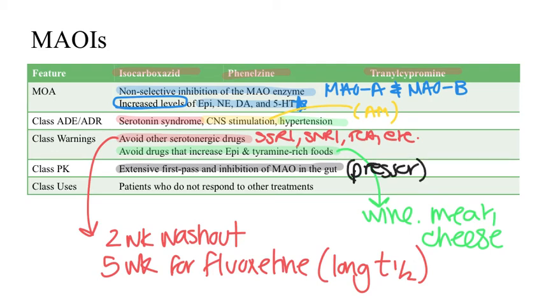Again, because of the wide variety of side effects and drug interactions associated with the MAOIs, these are reserved for patients who do not respond to other treatments.